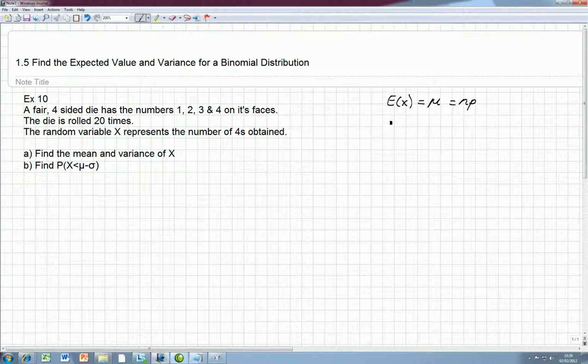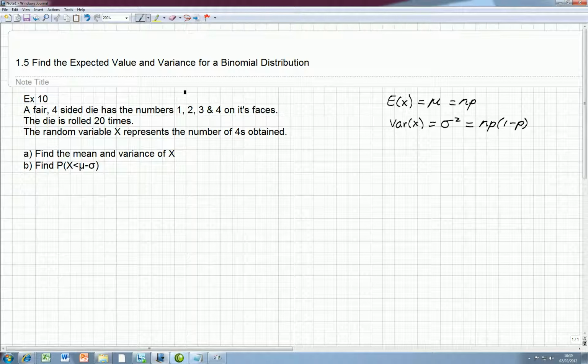And variance is given by this formula. And we call it sigma squared, and it's np(1 minus p). Now these are given in the S2 formula book, and you won't be asked to prove them. You do need to know how to use them. So let's see if we can use them in this example, example 10.